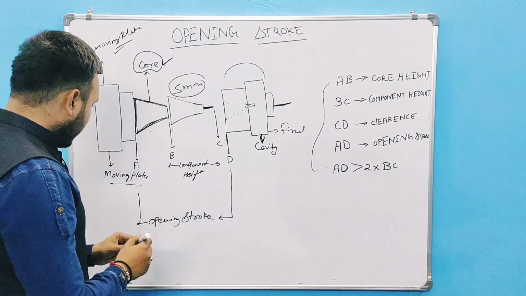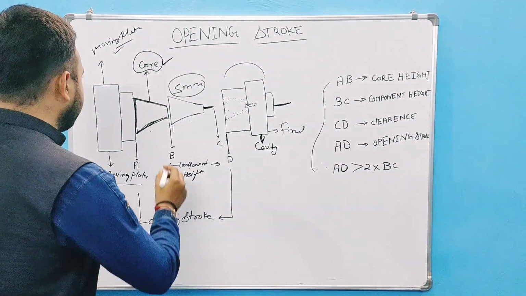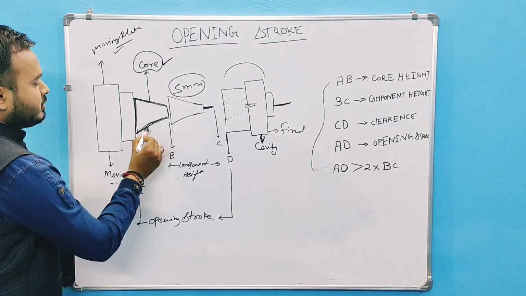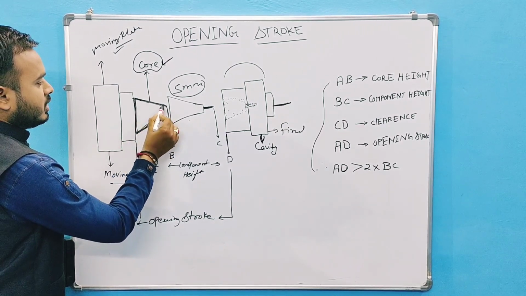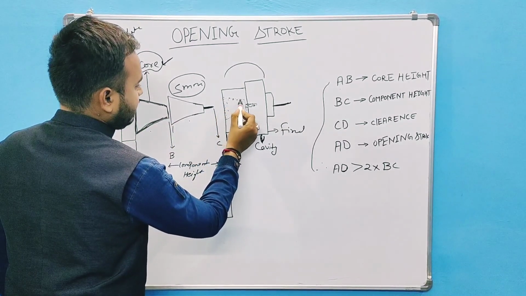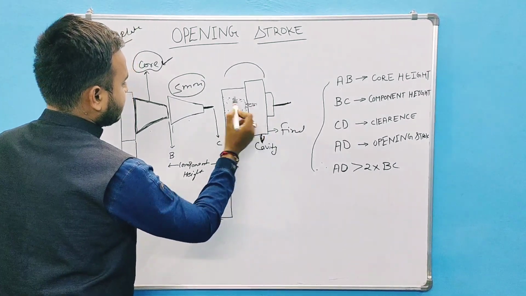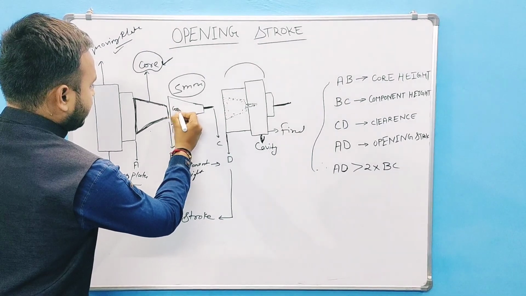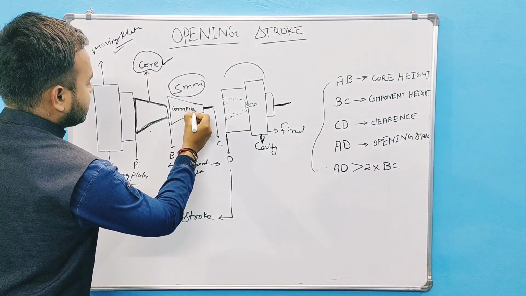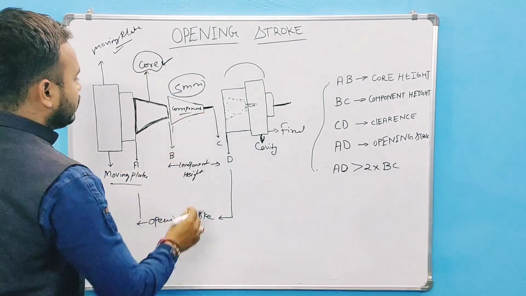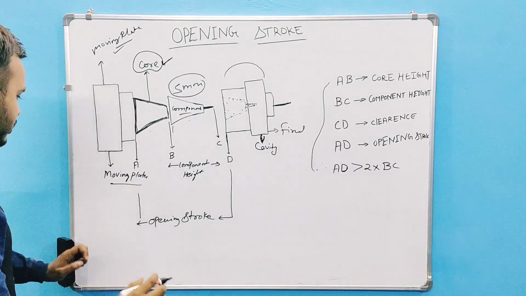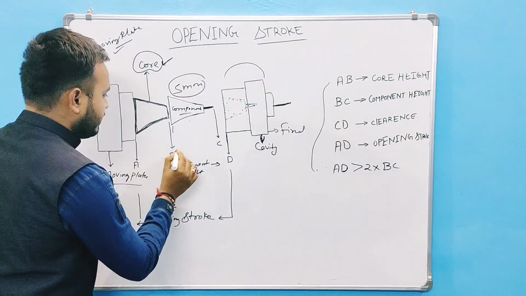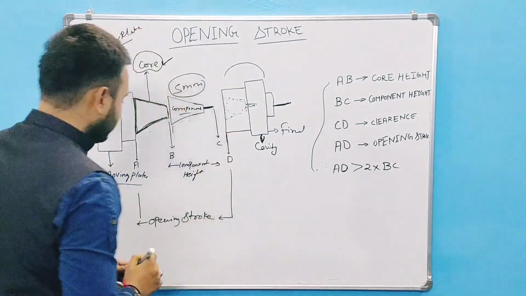So you can see that, for example, this is your core. This section is the core. Now I am just telling you each and everything. This is the core. This is the cavity. You can see the dotted lines. This is the cavity, and this is your component, or you may say product. Now you can see these letters A, B, C, D.